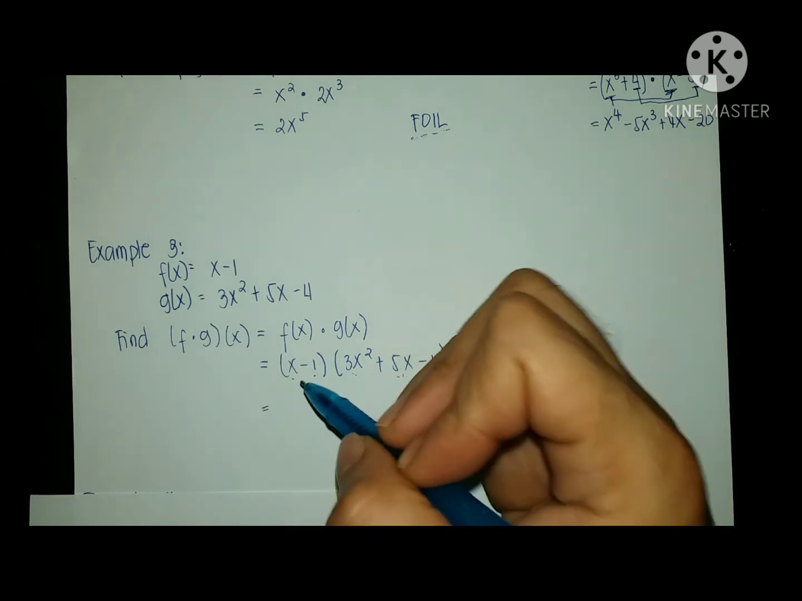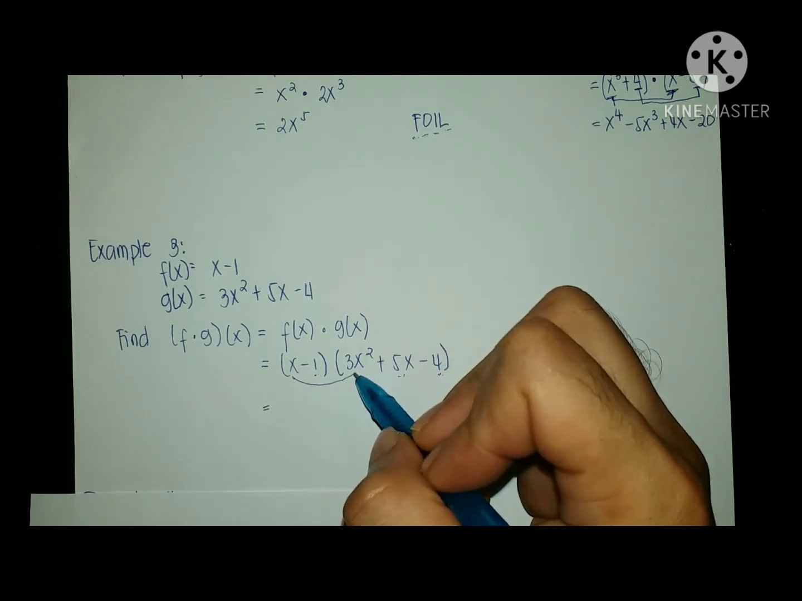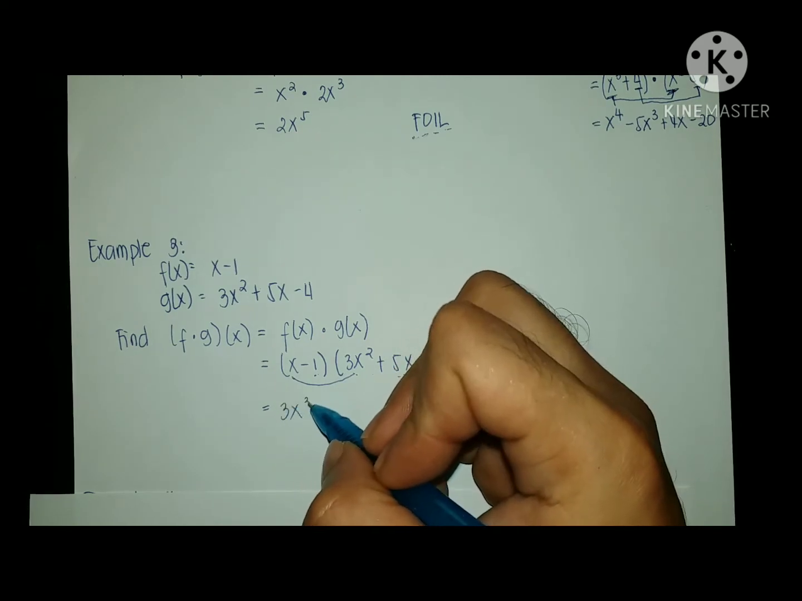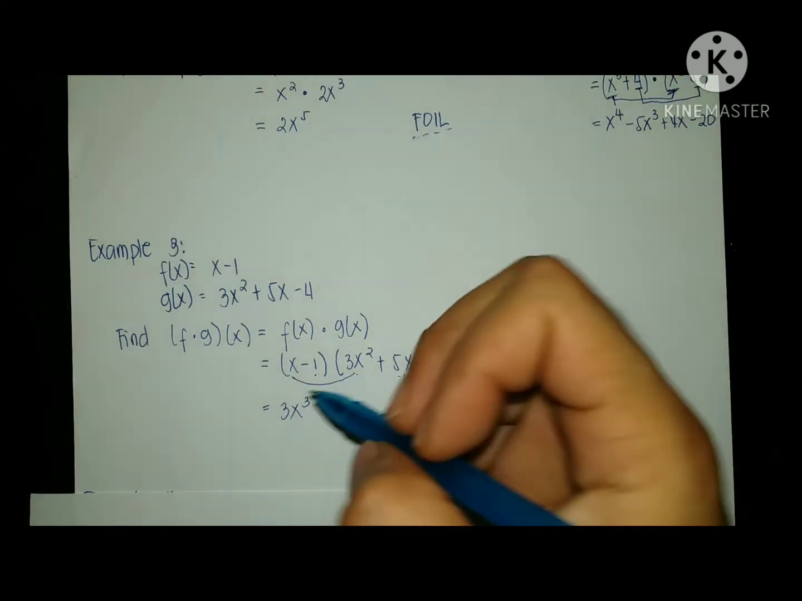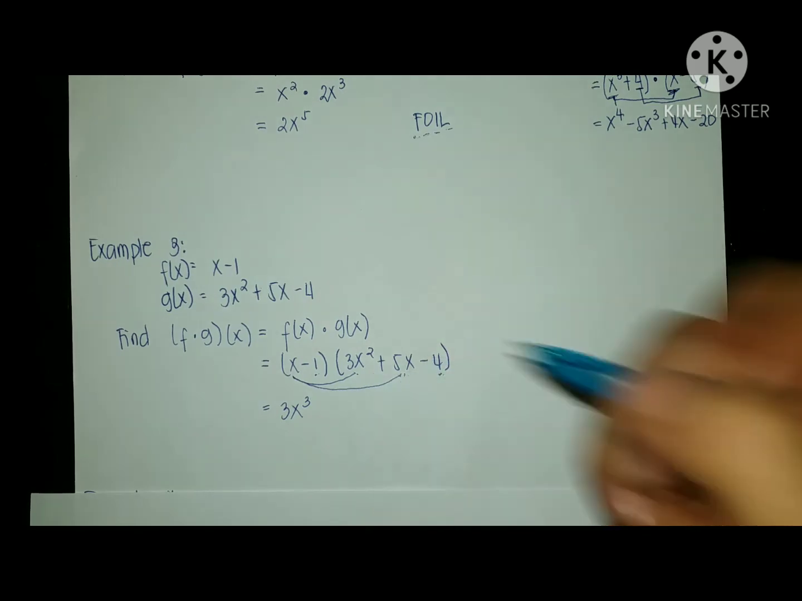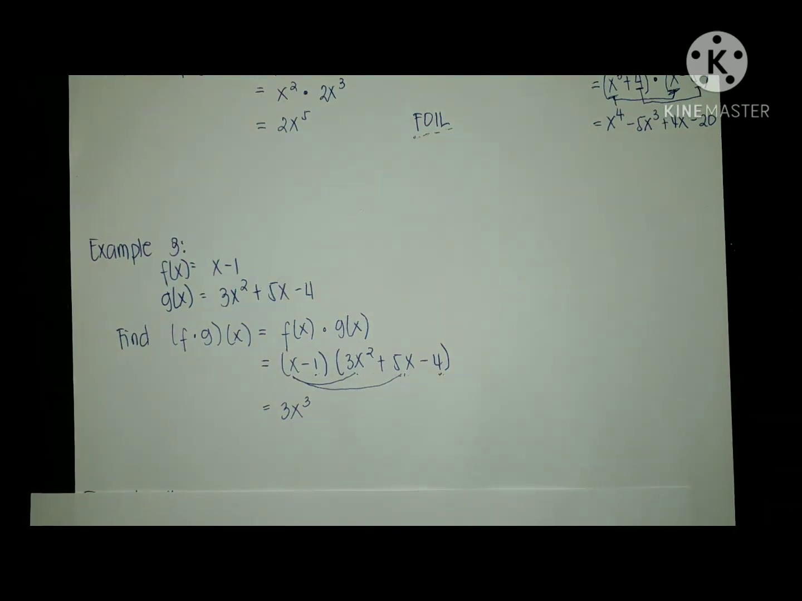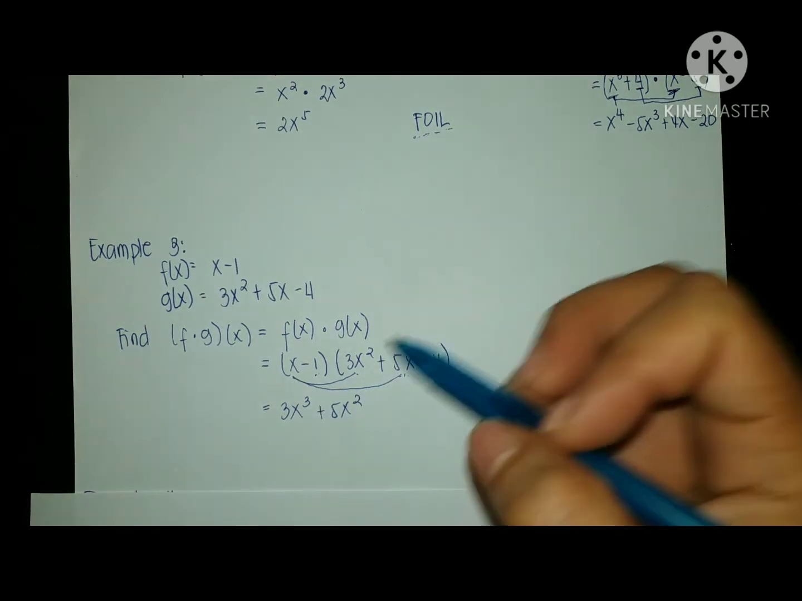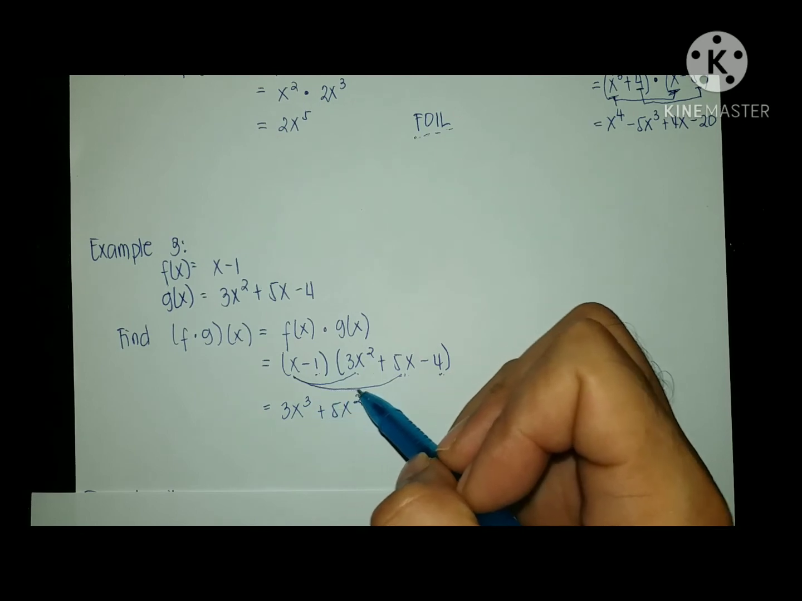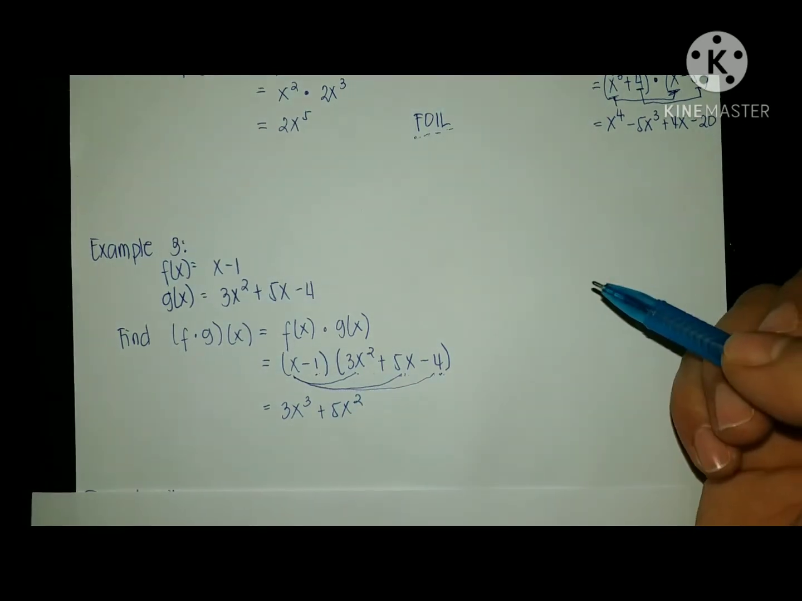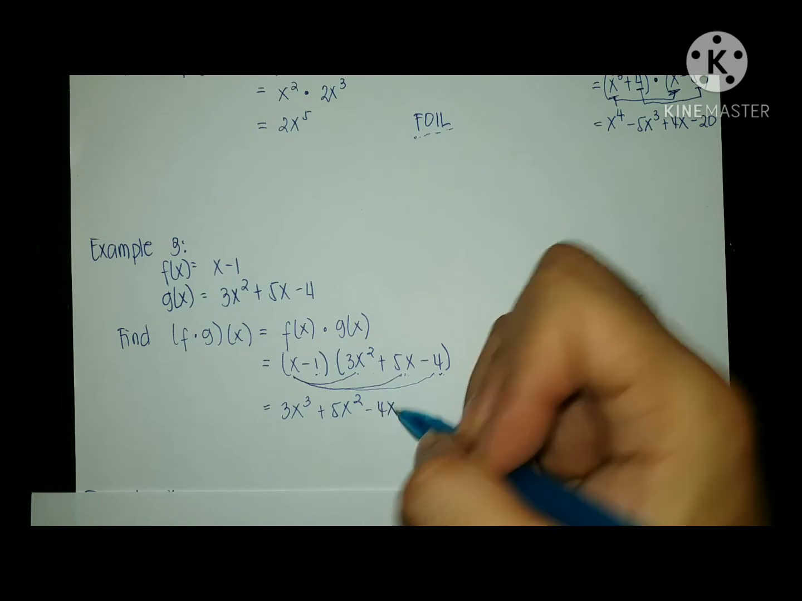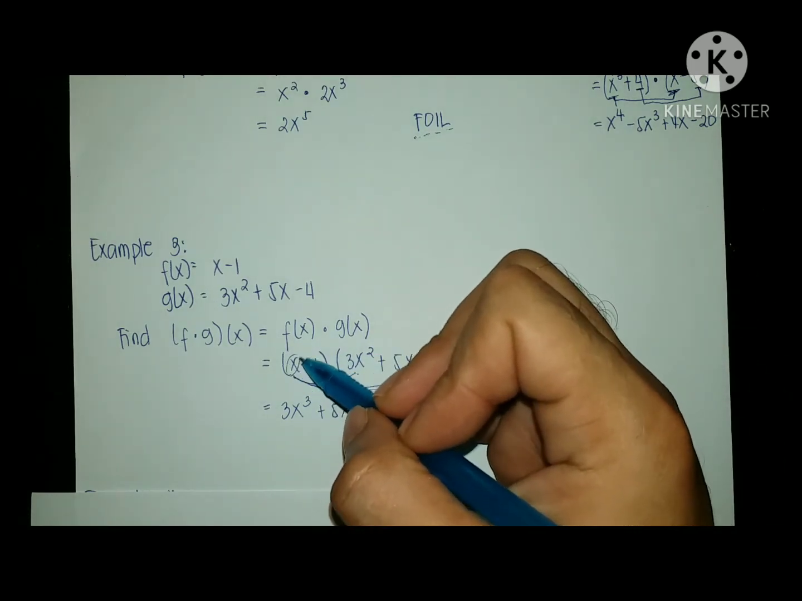So that will now become x times 3x squared. So that is 3x cubed. Then x will be distributed to 5x. X times 5x, that is 5x squared. Then we have x will be distributed with negative 4. X times negative 4, that is negative 4x. So we are already done with x.